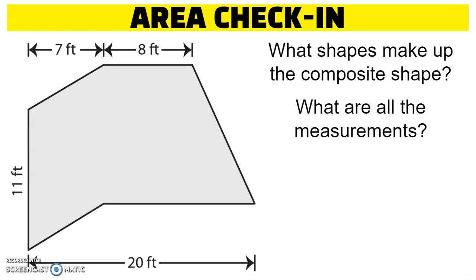So this is just a quick check-in on area of composite shapes. A composite shape is a shape that's made of two or more shapes put together. And so our job is to figure out what shapes make up that composite shape, what are our measurements, what formulas are we going to need. That's the process that we go through, being able to put pieces together when not everything is right there for us. So for example, I have this composite shape.